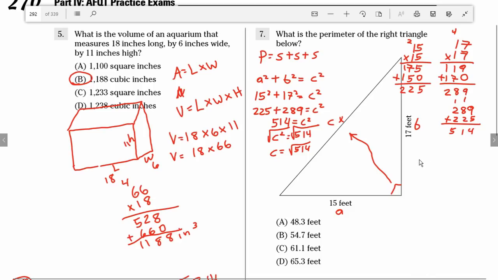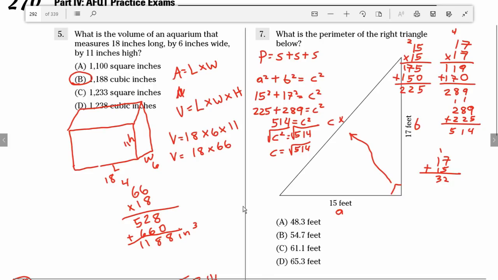So let's think about it this way. 17 plus 15. 7 plus 5 is 12. Carry the 1. That's 1 plus 1 plus 1 is 3, so 32. So we know 15 plus 17 is 32. So we know this missing side is going to be all these, possibly all these minus 32.